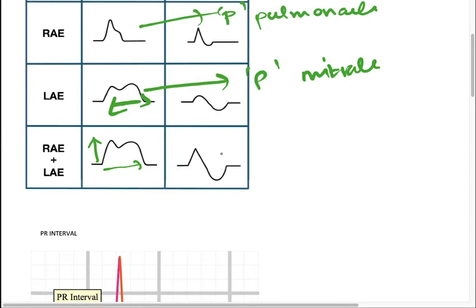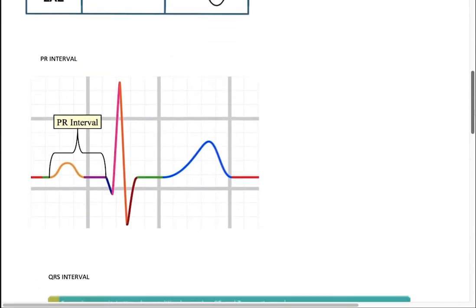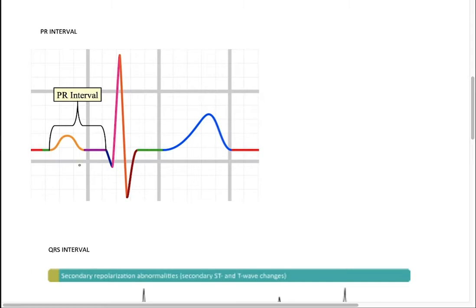Right, and obviously how it looks in V1 is different than lead 2. We basically use lead 2 to see many of the pathologies. Coming to the PR interval, it basically indicates AV conduction. So it is from the start of the P wave to the start of the QRS wave.